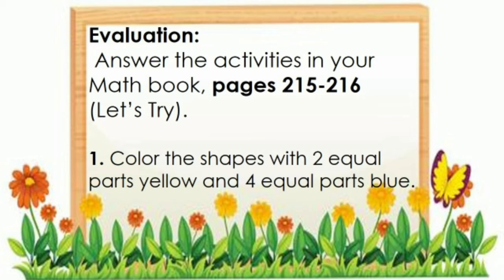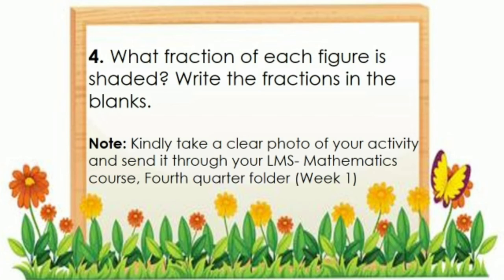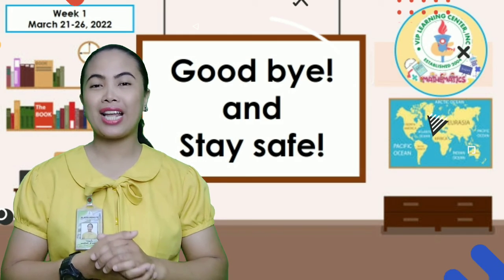Let's try. For number 1, color the shapes with 2 equal parts yellow and 4 equal parts blue. For number 2, draw dotted lines to divide each shape into fourths. For number 3, only a fraction of each shape is drawn. Complete the whole shape. And for number 4, what fraction of each figure is shaded? Write the fractions in the blanks. After answering, kindly take a clear photo of your activities and send it through your LMS Mathematics course 4th quarter folder week 1.